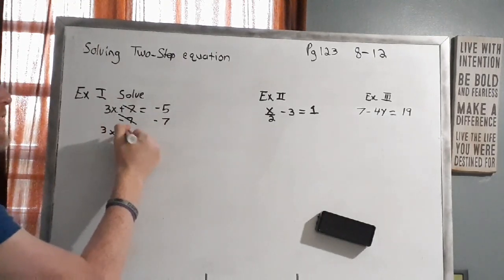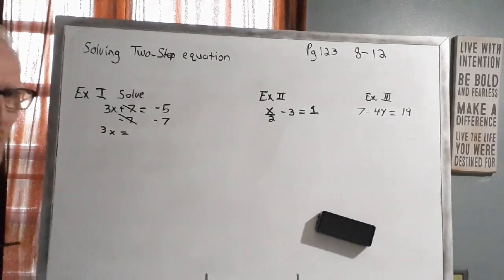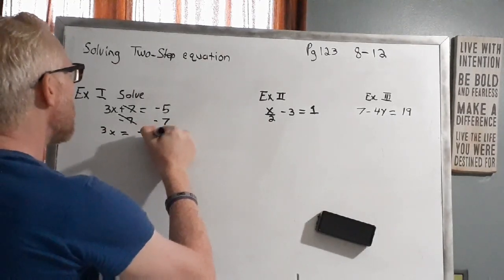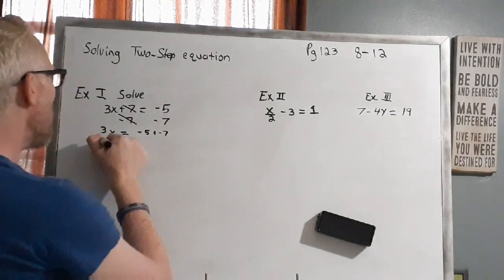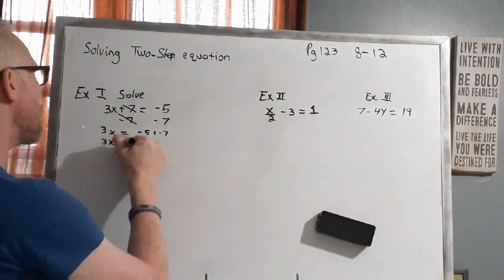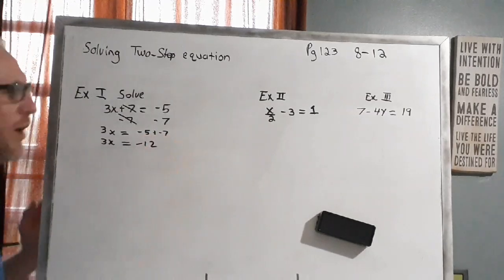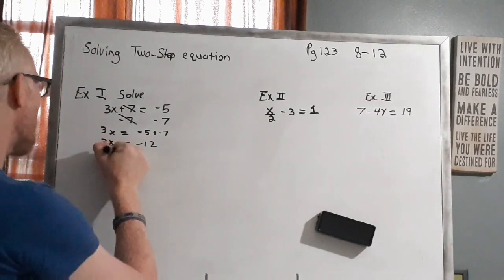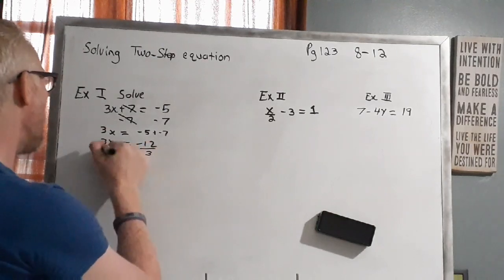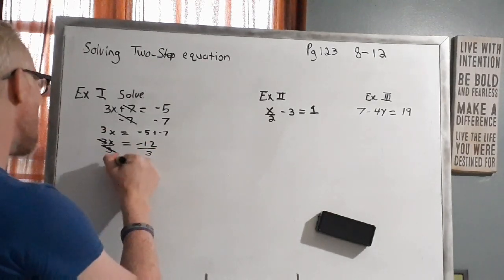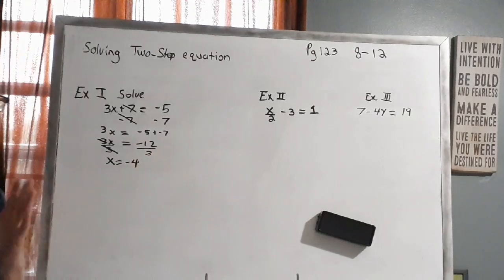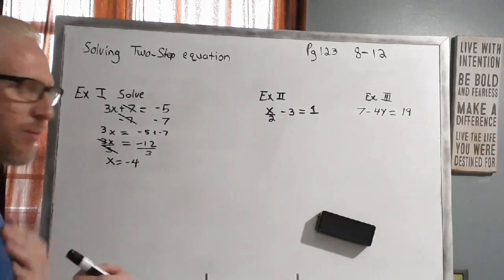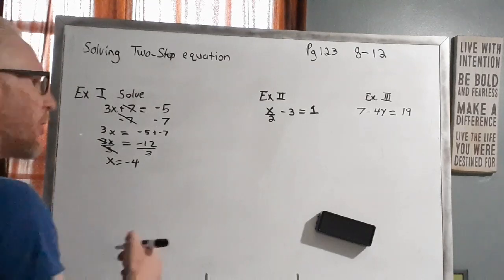And then on the other side, I have negative 5 minus 7, which is the same thing as saying negative 5 plus negative 7, which is going to equal negative 12. So that would be 3x equals negative 12. And my last step is to divide everything by 3. And that would be x equals negative 4. And I can check this problem just to make sure that everything is correct. So how do I do that?